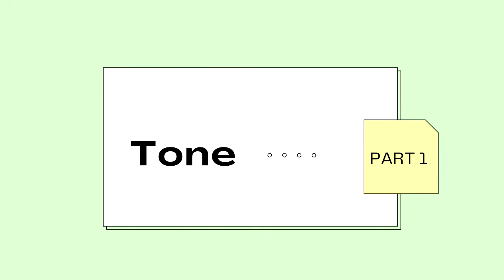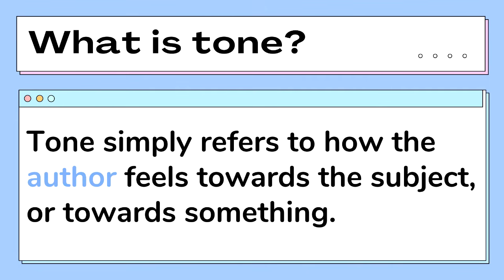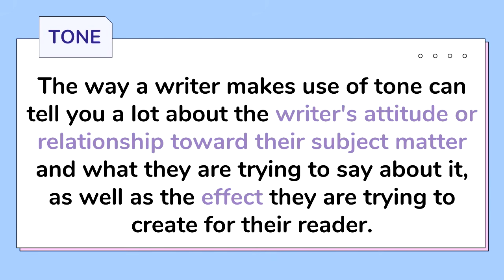Every piece of writing has a tone. But what is tone when it comes to writing? Tone simply refers to how the author feels towards the subject or towards something. The way a writer makes use of tone can tell you a lot about the writer's attitude or relationship toward their subject matter and what they are trying to say about it, as well as the effect they are trying to create for their reader.